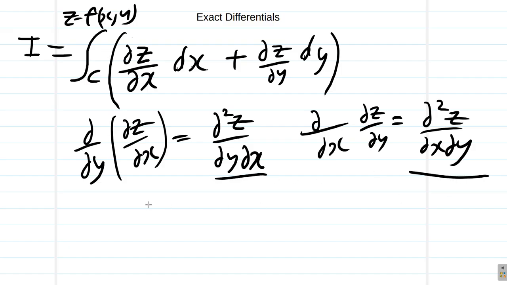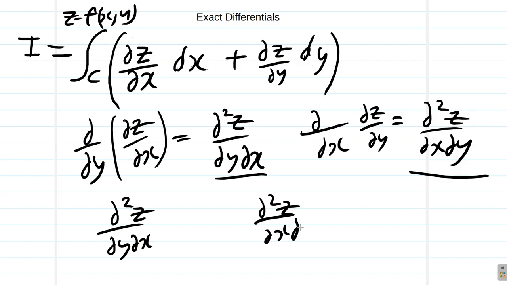Now let's put these together. You have delta square z by delta y delta x, and delta square z by delta x delta y. But guess what? You remember that in a previous lesson we learned that this, as it is, will always be equal to this. So in that case, they would be equal. Alright? Always equal.